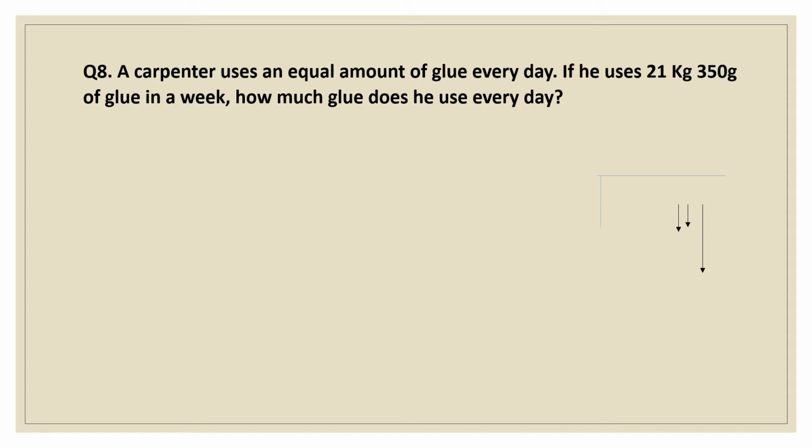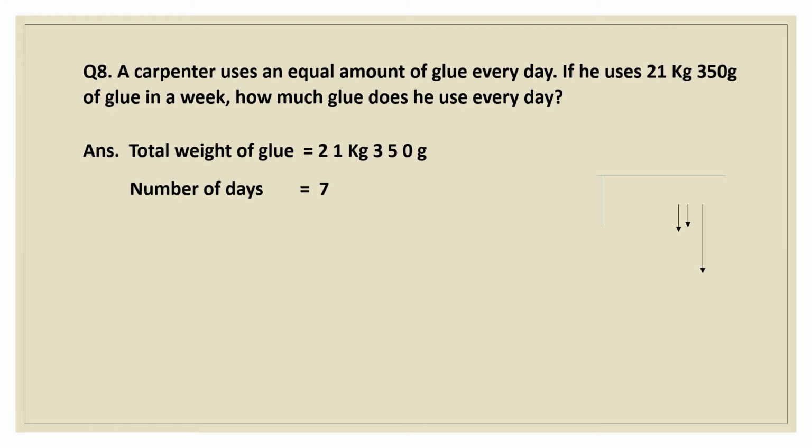So total amount of glue used, that is given to you, that is 21 kg 350 grams. And that glue is used in a week. Week means 7 days. And here the question is asking that you have to find how much glue he is using per day. That means one day or each day. So what you will do, you will divide. Now total weight of glue is 21 kilogram 350 grams. Then the number of days are 7. So you have to find weight of glue used in a day. That is 21 kilogram 350 grams divided by 7.